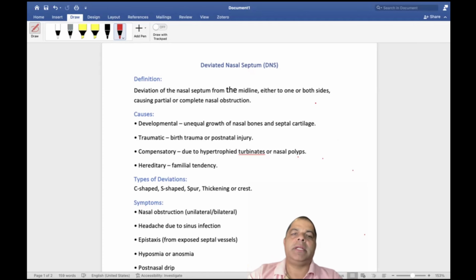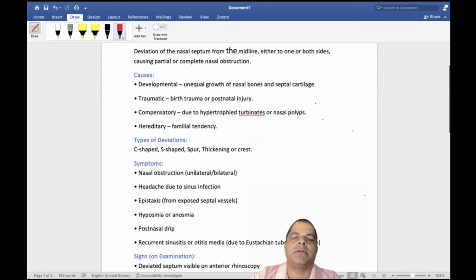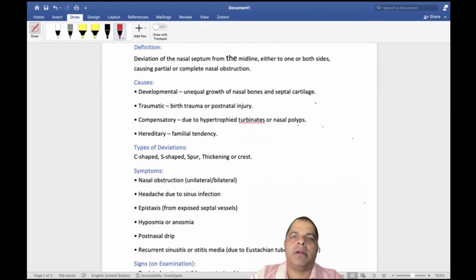The definition is deviation of the nasal septum from the midline, either one side or both sides. You have to remember, either right side or left side, causing partial or complete nasal obstruction. That is the definition. Here you have to think of nasal obstruction: a deviated nasal septum may give obstruction, or it may not give obstruction.